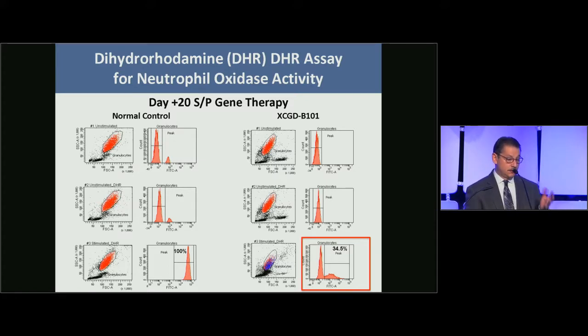The top two panels are unstimulated, showing just a small peak of activated cells, whereas in the bottom panel, the cells have been activated with PMA, and you can see that all the neutrophils essentially are converting the dye. Then on the right is the first signal we got from the US trial. This is the patient at Boston 20 days out. And then you can see with activation at the bottom right, 35% of his neutrophils were reducing the dye.